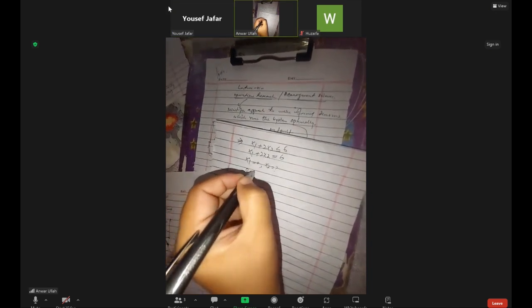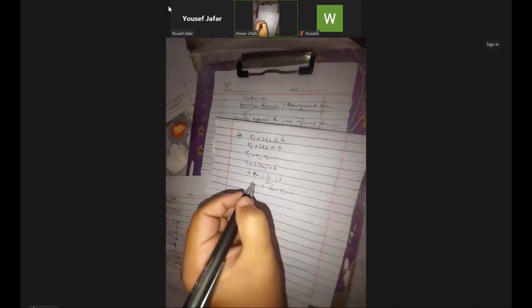Now, putting x1 is equal to 0 in the equation, we see that 0 plus 2 into x2 is equal to 6, which gives us x2 is equal to 6 by 2, which is equal to 3. So x2 is equal to 3 for x1 is equal to 0. If you put x1 is equal to 0, x2 is going to be 3.